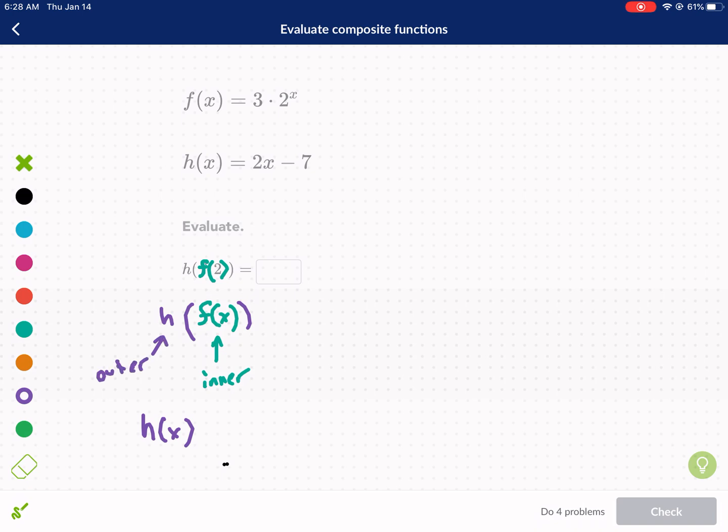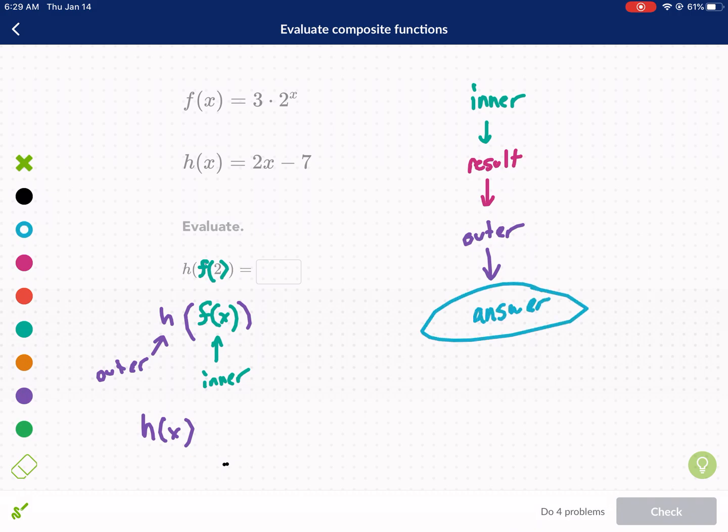Now, what do we do? The process is this. You evaluate your inner function, and you're going to get a result. Usually it's a number; it could be in terms of a variable. And then you plug that result into the outer function. Once you plug that into your outer function, you're either going to get a number or something in terms of a variable. And then finally, that is going to be your answer. So we're going to do the same process here.